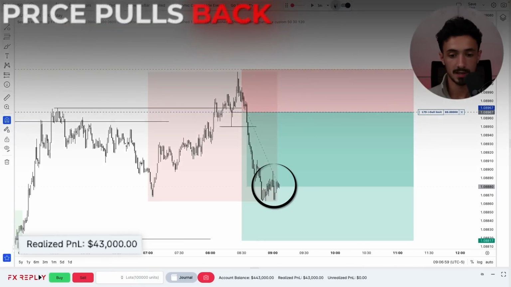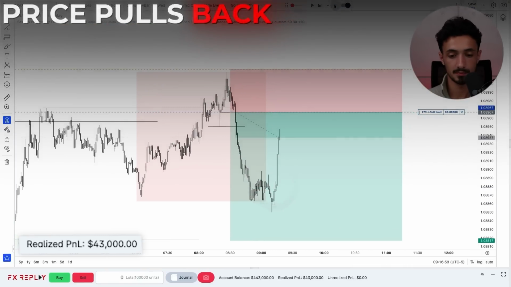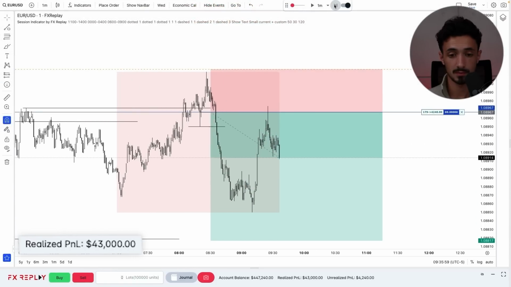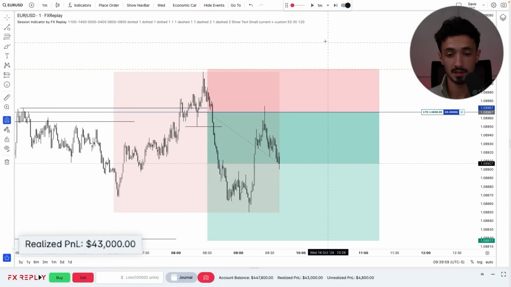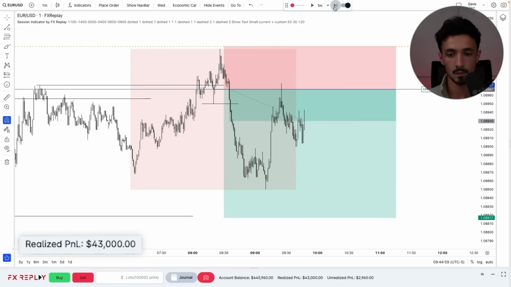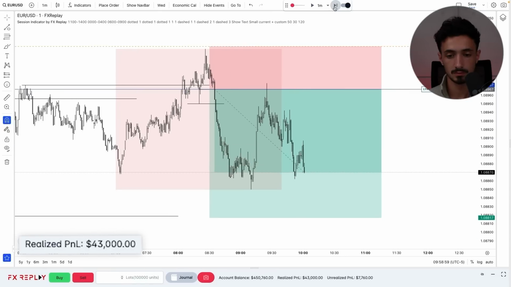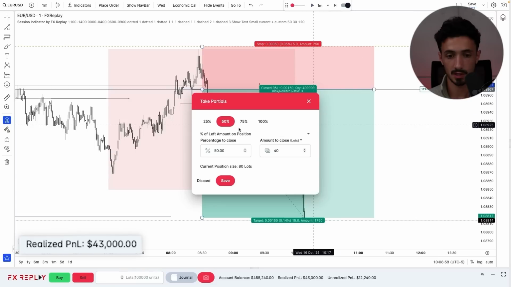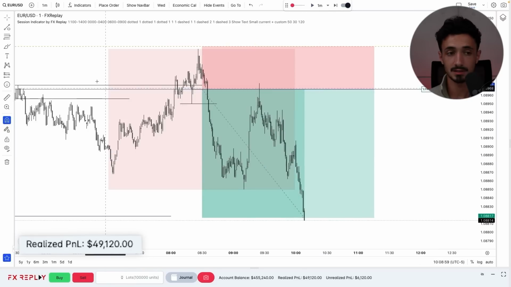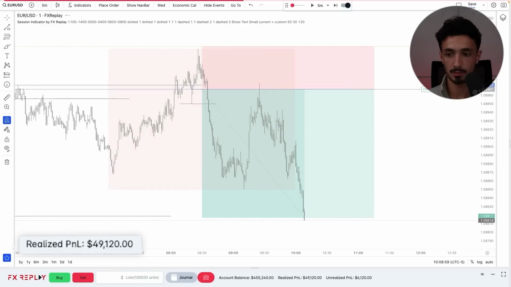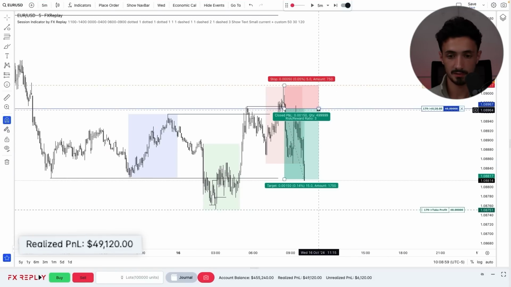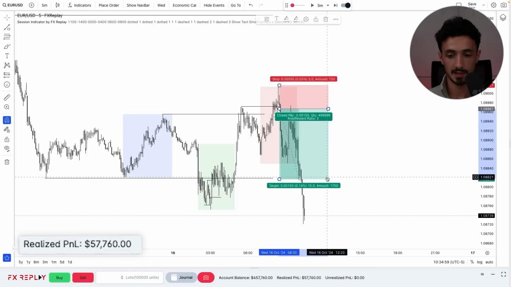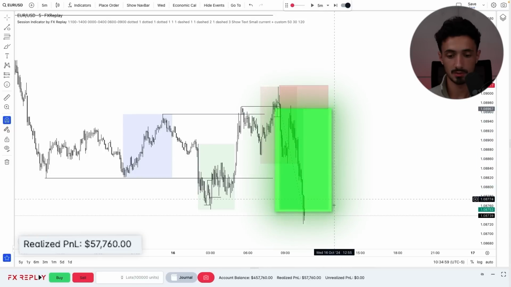Price pulls back, okay. Pullback. That's a very nice wick, a very nice reaction. Okay, that would be my 3R. So what I can do is close 50%, at least 50% when it's a pro trend move. And then we can skip to the 5 minute time frame to see this thing play out faster. And there you go, right into the lows.